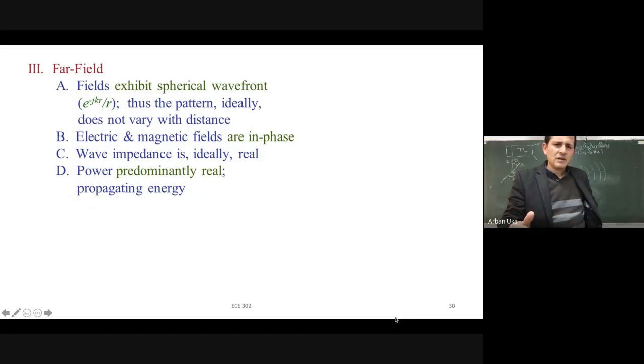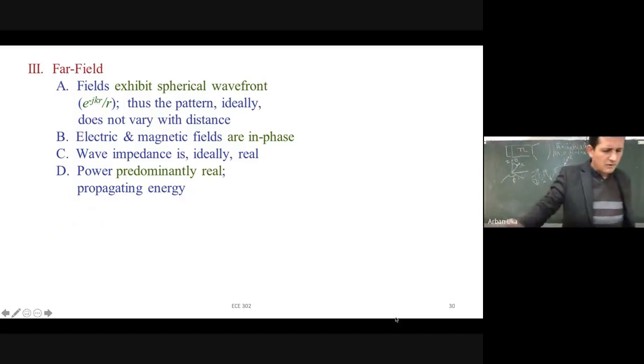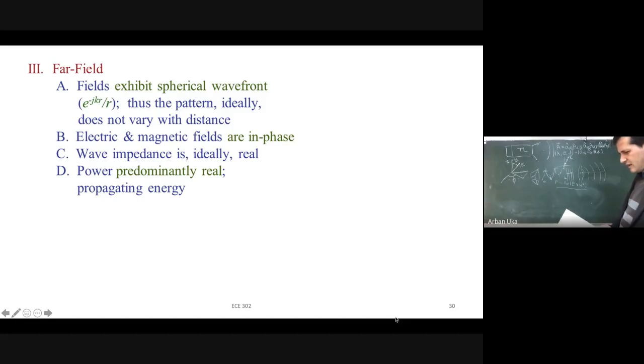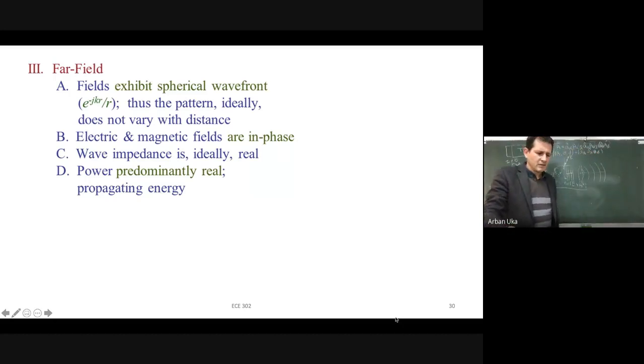Okay, and power is predominantly real, or we have propagating energy, because when we talk about the power being predominantly real, we know that the average power density we measure using this expression. So we have the cross product of the electric field with the complex conjugate of the magnetic field, and then here we pick up only the real part. But the question is, what happens with the complex part? So we are going to discuss this one again. It would be a good question. So that's the real part, what goes on with the complex one? We are going to discuss this.